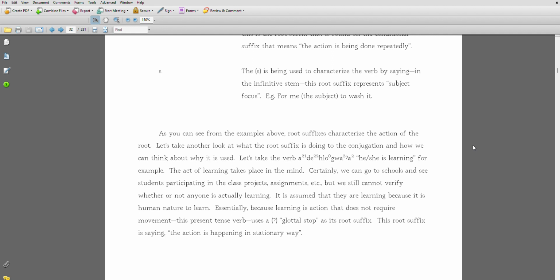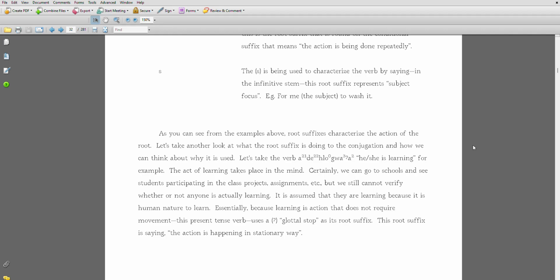As you can see from the examples above, root suffixes characterize the action of the root. Let's take another look at what the root suffix is doing to the conjugation and how we can think about why it is used. Let's take the verb adesqua'an. He or she is learning. For example, the act of learning takes place in the mind.